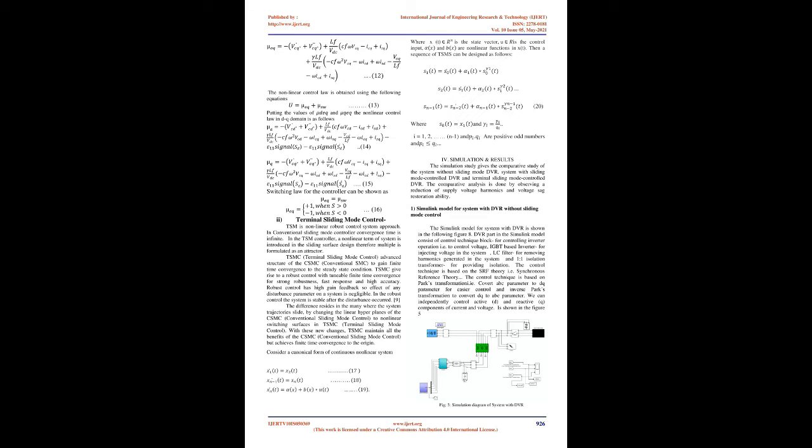A DVR is a conventional power device which acts as a harmonic isolator to obstruct the harmonics in the source voltage from appearing at the load, as well as balancing the voltages and furnishing voltage regulation. Fig. 1, DVR series connected system. 2, Dynamic voltage restorer, DVR.